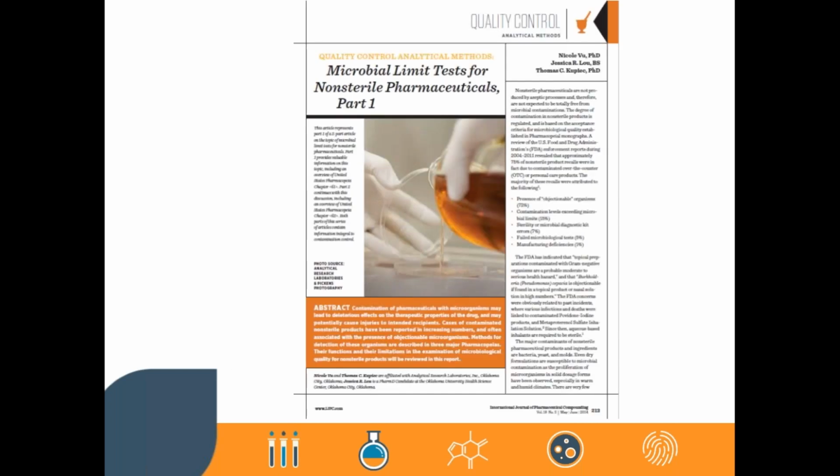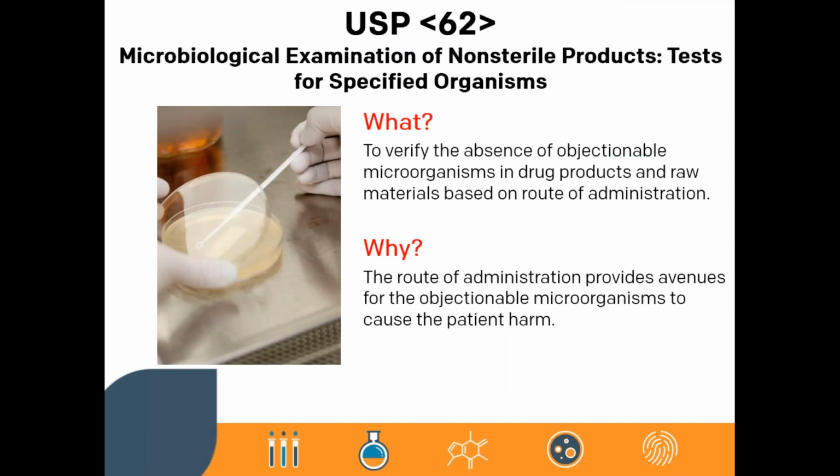Here's an article that was published by Dr. Vu on microbial limits. This is just a recent article, actually broken up into 2 parts, but I think it's a good article for microbial limits that's talking about non-sterile products. And we were talking about earlier the importance of using 61 in a non-sterile preparation when conducting a stability study.